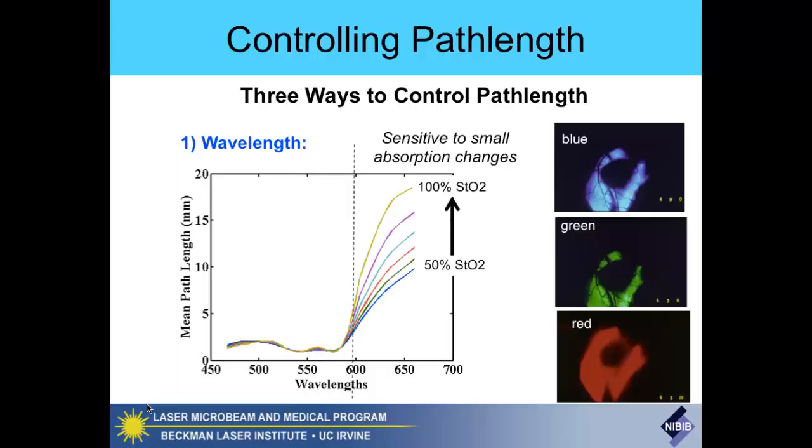Now, even in this regime where there's quite a lot of light and the path lengths are very long, in the scatter-dominated regime, small changes in absorption can influence path length. So this is an illustration where we're going from 50% saturation. Saturation is oxygenated hemoglobin divided by total hemoglobin. So this is a consequence of metabolism. At 50% saturation, there's a lot of oxygen extraction. At 100% saturation, there's not as much extraction by the tissue.